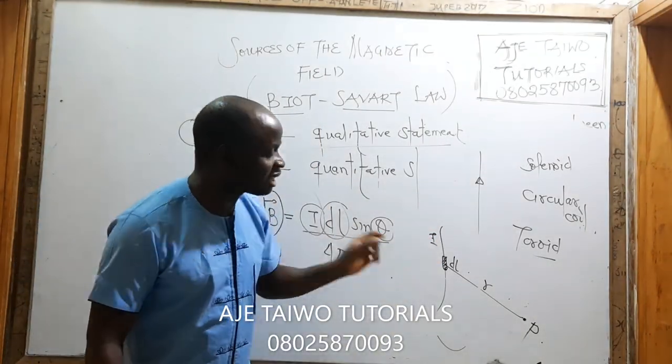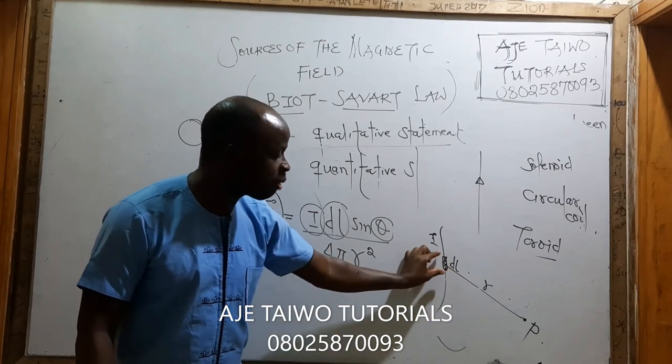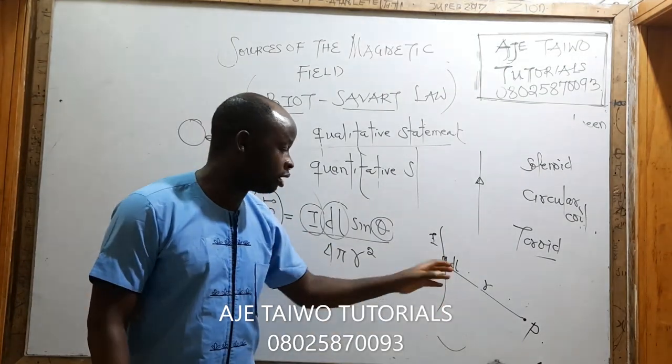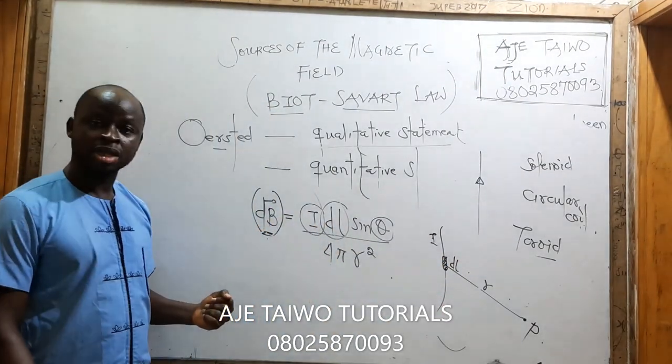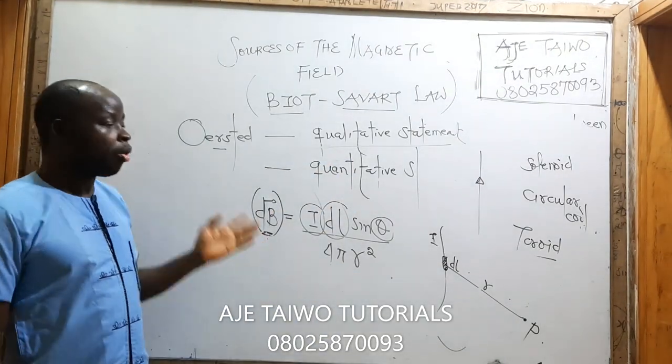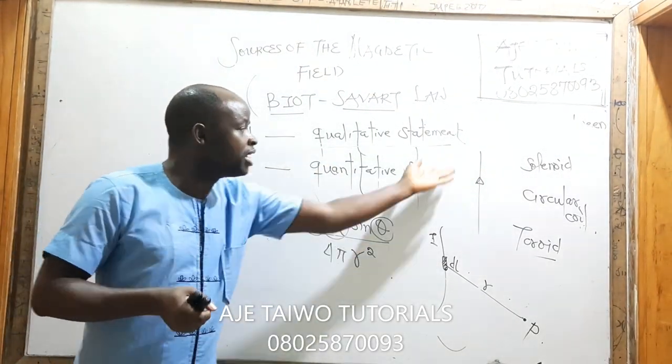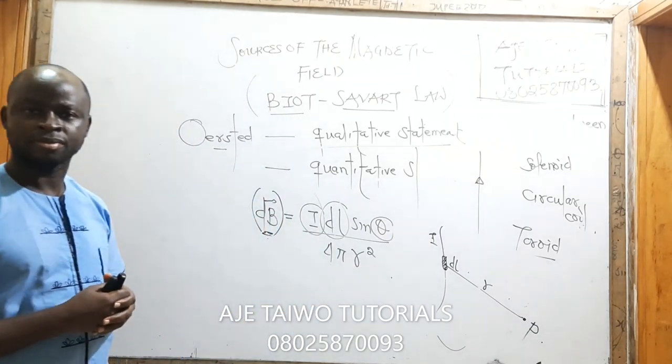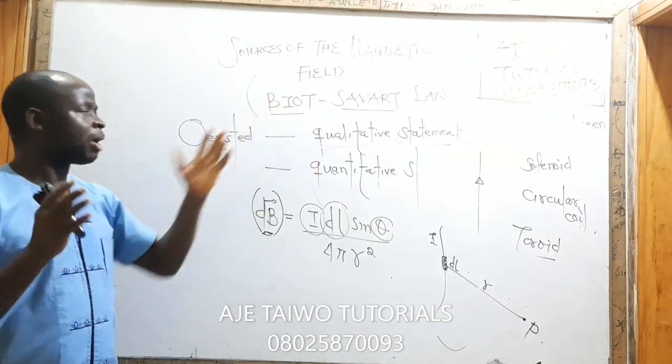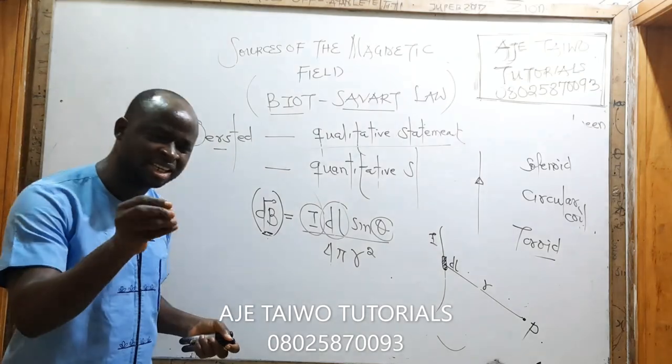This is a small, elemental part, dl, just a small portion of this whole wire, dl. That's why I'm also using dB. If we integrate this, we'll get the actual B for each of these conductors. That's the first thing. That's Biot-Savart. Let me come again in a little way.